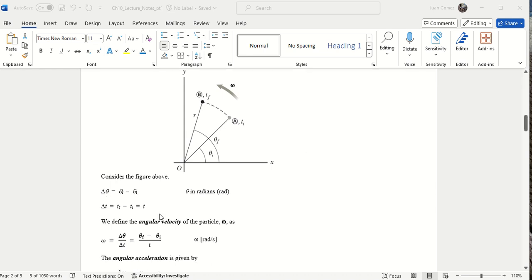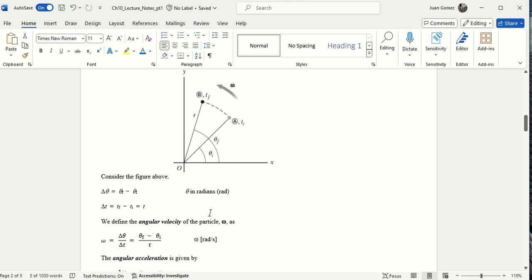Well, so we know that delta theta is theta final minus theta initial. Delta t is t final minus t initial. But typically, like we did with the one-dimensional linear kinematic equations, our delta t, we can just call it t. We'll assume that t initial is 0, and so we just have a t final. So just drop the subscript. So delta t is just t.